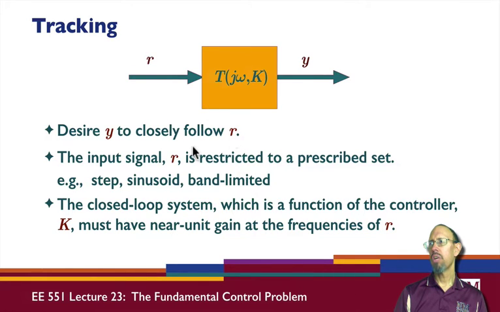Okay, so if R, for example, is a sinusoid, then the transfer function magnitude at that sinusoid's frequency must be 1 in order for the output Y to follow the input R. If it's a step input, which is a constant, that means at DC, when j omega is equal to 0, our transfer function needs to have a gain of 1. So in general, we have to have near unit gain at all the frequencies of R.